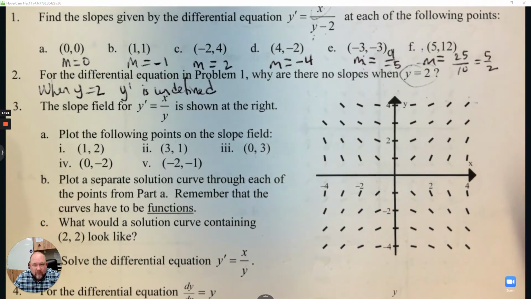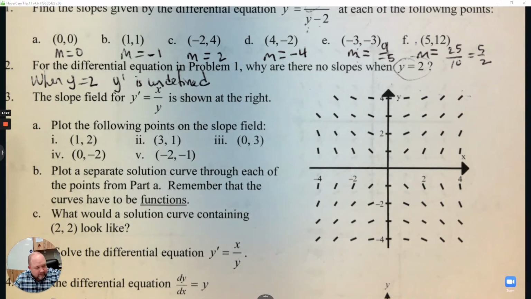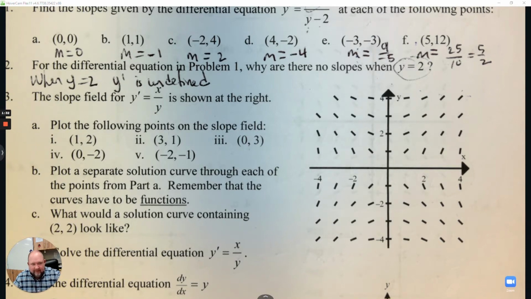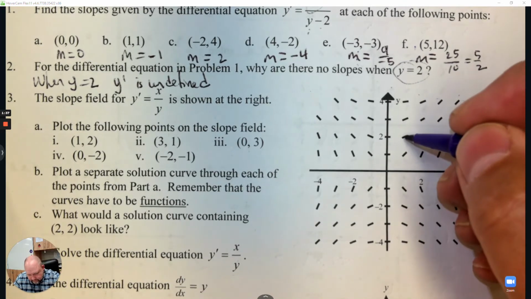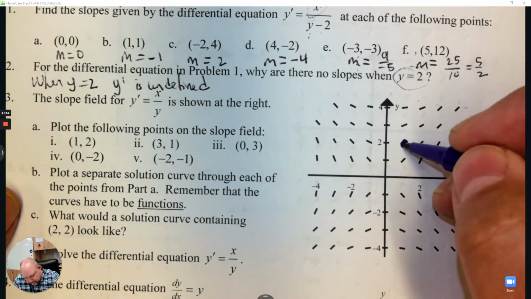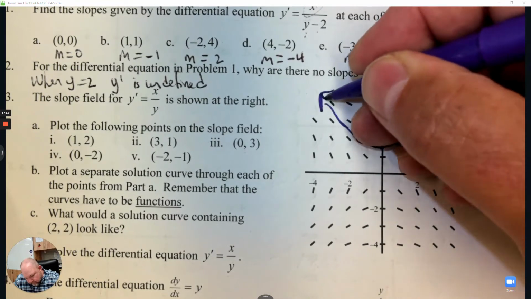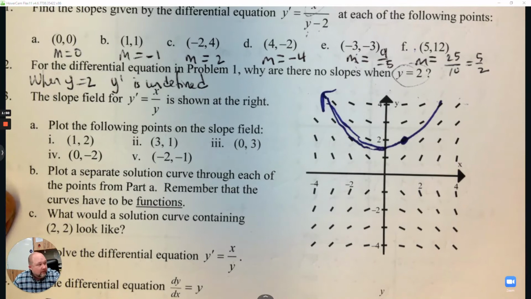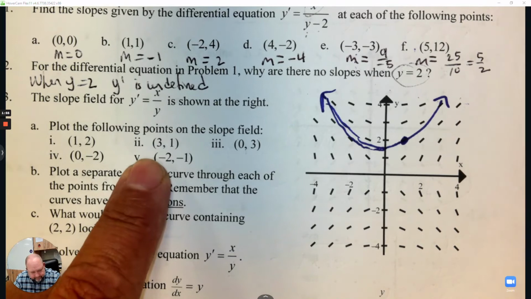The slope field for y prime equals x divided by y is shown to the right. I'm going to switch colors here. And it says plot the points on the slope field. And can you draw the solution of a differential equation? So at 1, 2, could you draw that solution? What's the next point? At 3, 1, I don't know if I have enough colors to get through. I can try.